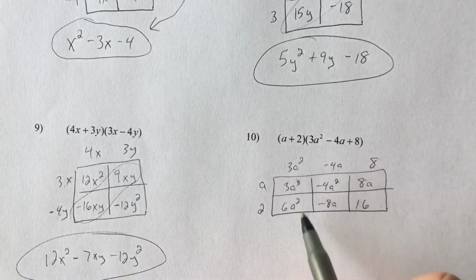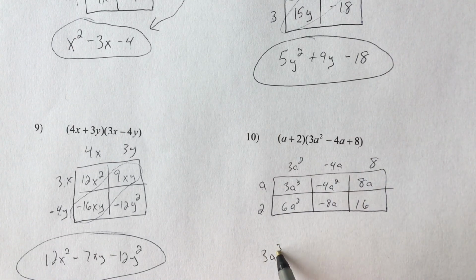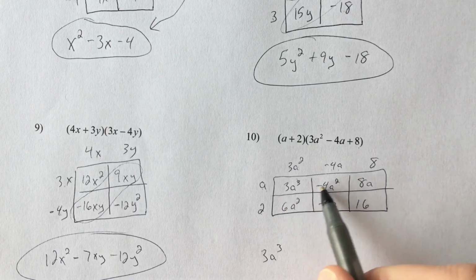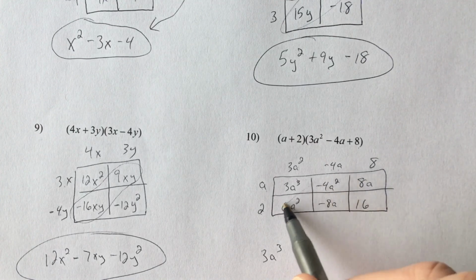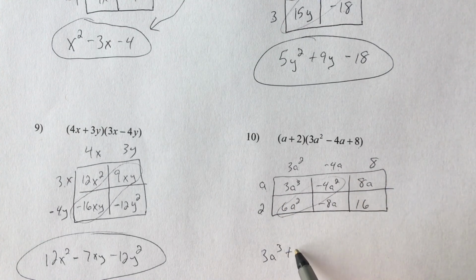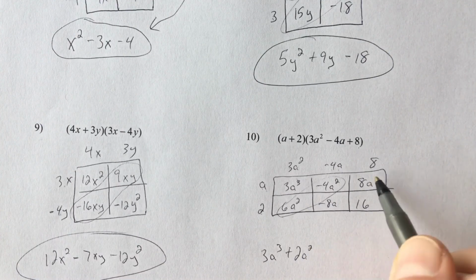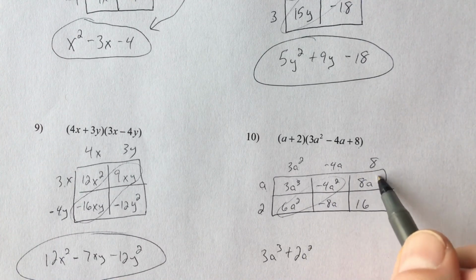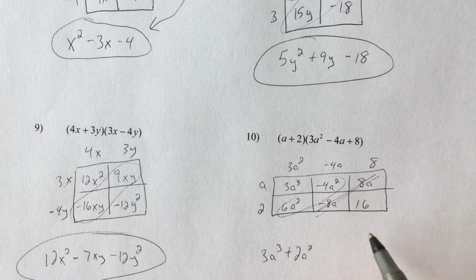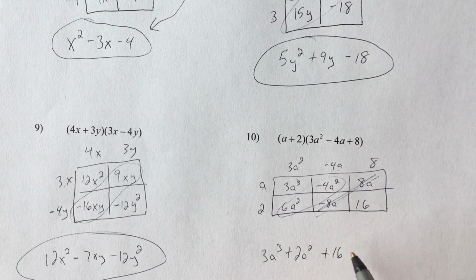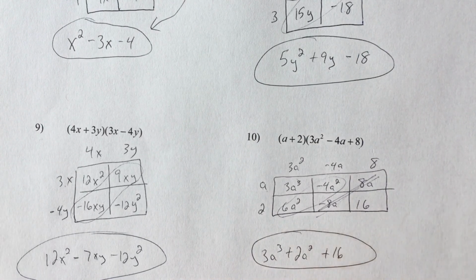All right. I got a 3a cubed, 3a to the third. Then I've got 6a squared and -4a squared. So I'll put those together and make that 2a squared. Then I've got -8a and positive 8a. Those are actually going to cancel. And then I'll just have this plus 16. That'll be my answer there. Okay.